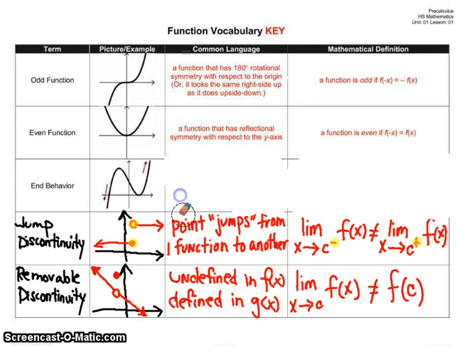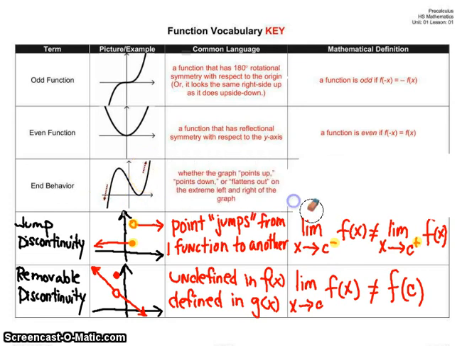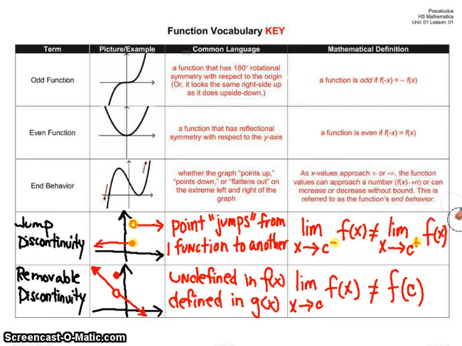End behavior: notice the arrows pointing toward the left end and the right end. Whether the graph points up, points down, or flattens out on the extreme left and right of the graph. And finally, our mathematical definition: as x values approach infinity or negative infinity, the function values can approach a number. f of x is going to approach this number or can increase or decrease without bound. This is referred to as the function's end behavior.